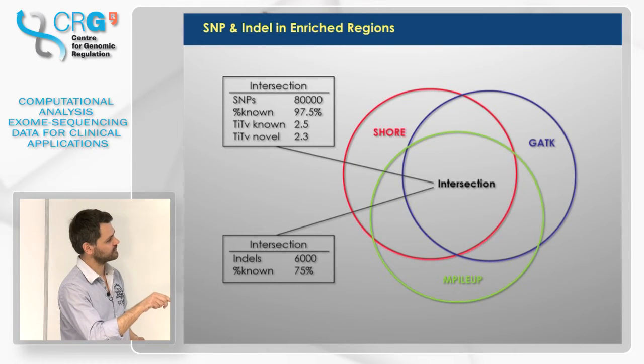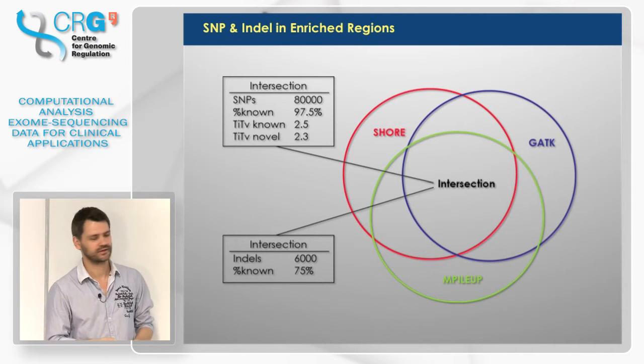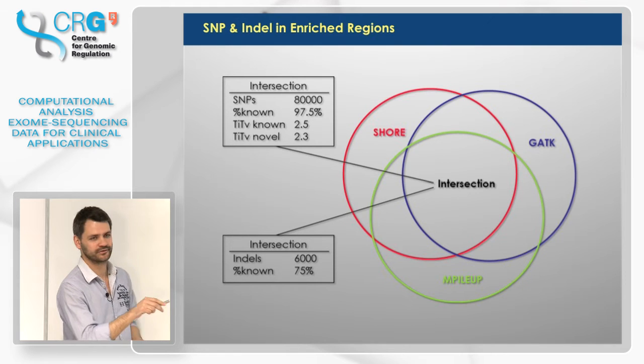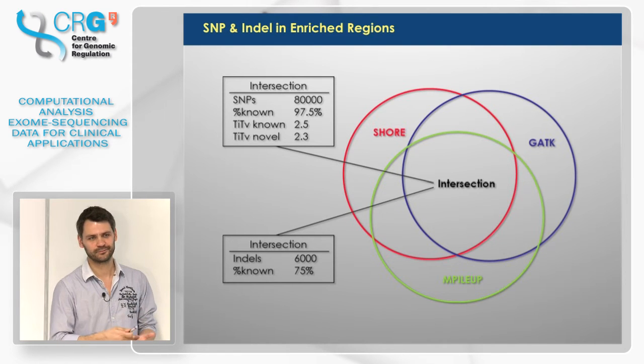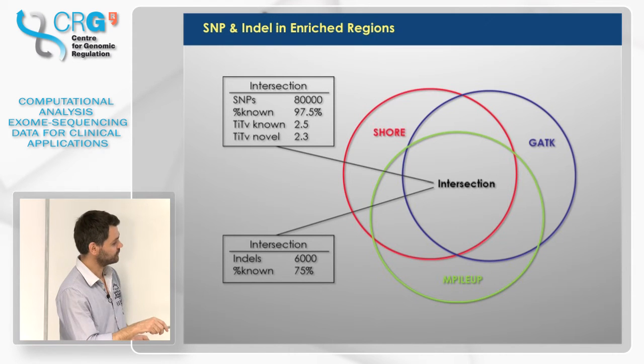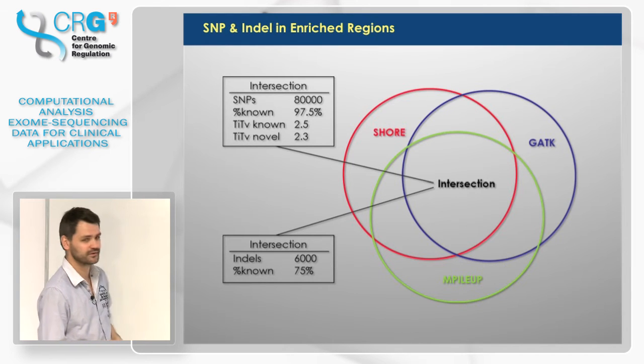In any way, what we found is for an exome, if you take the high quality intersected region, you found about 80,000 SNPs. So that is the number you have to filter down to a single causal variant. It's quite a lot. If you also look at indels, you get, in addition, another 5 to 10,000 indels.